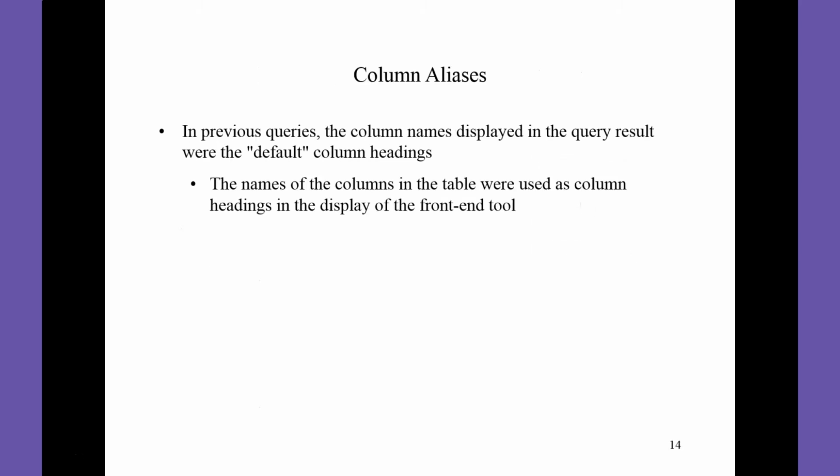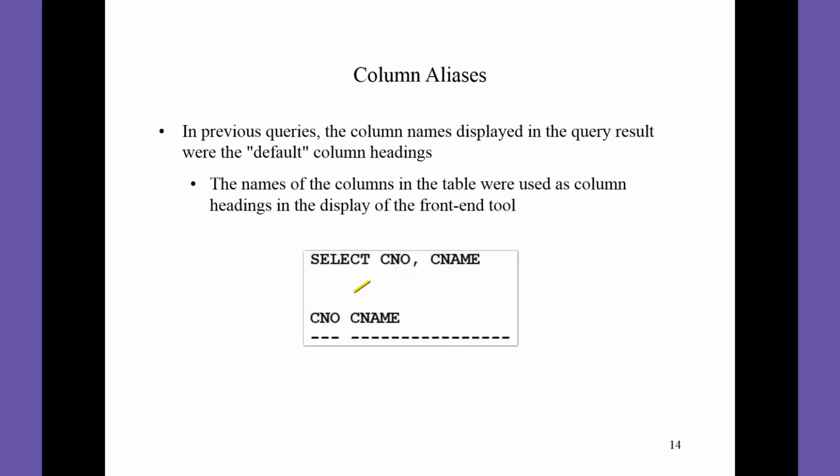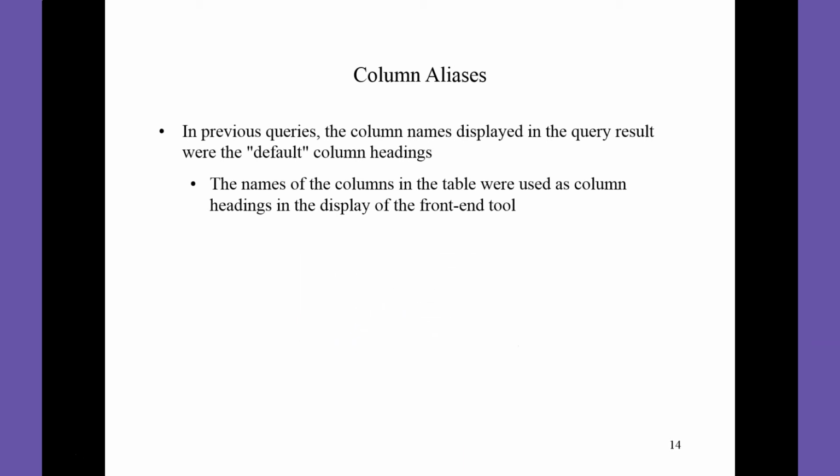In the queries that we've run up to this point, the names of the columns in the result table were determined by the names of the columns being selected from the database table. Hence, when we selected something like CNO, the column heading was CNO. When we selected CNAME, the column heading was CNAME. It's possible, and sometimes a good idea, to add a more meaningful or descriptive column heading in the result table. This is particularly useful when you're dealing with an interactive query tool and a user has to view the result.